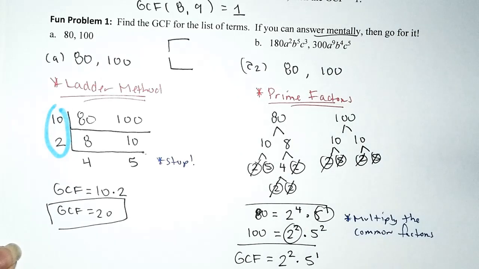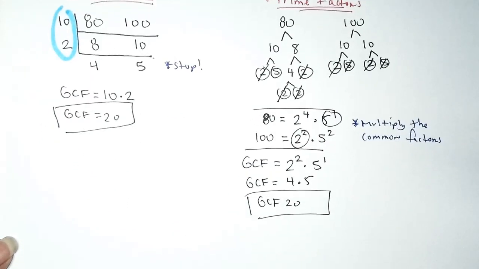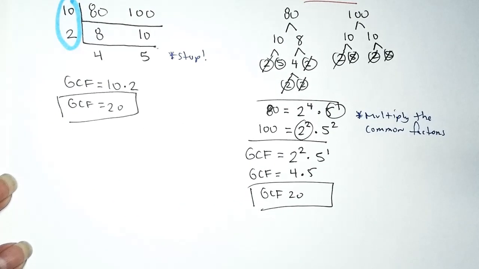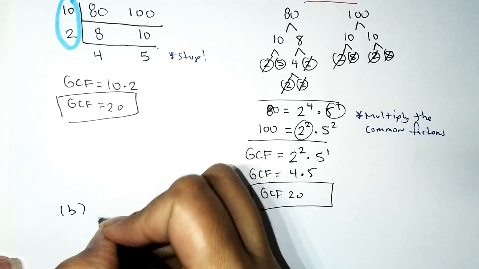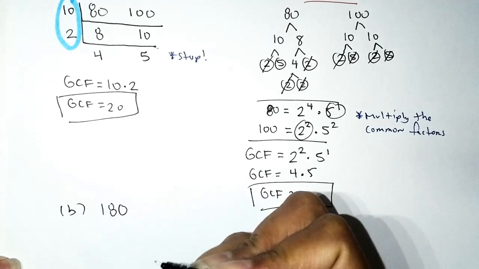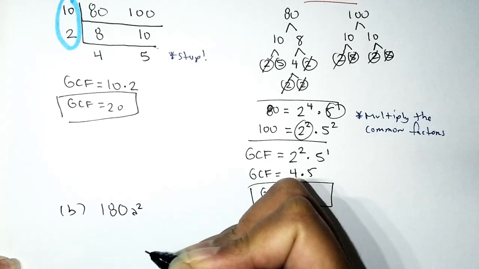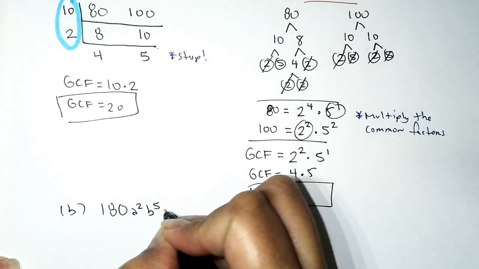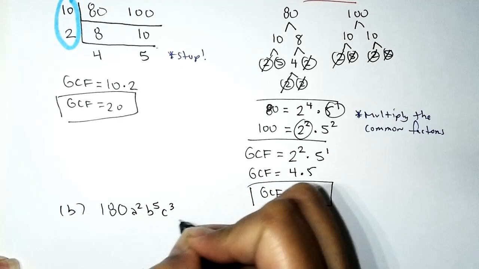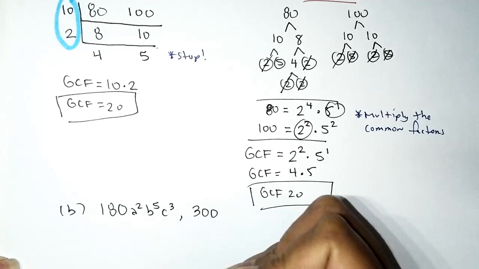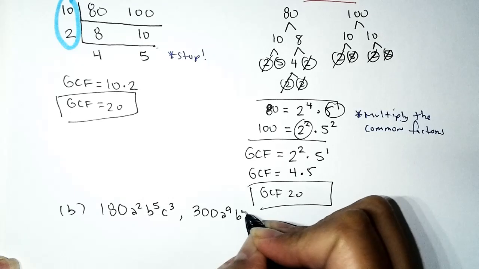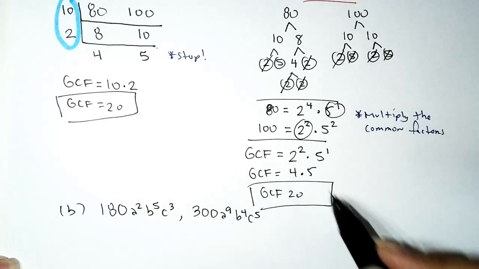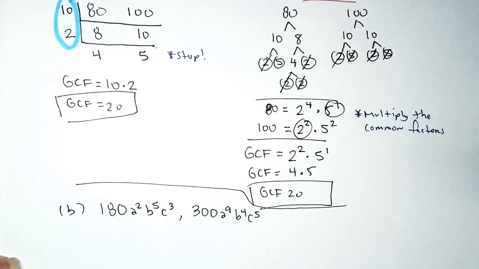Okay. So we're going to do 2 problems for round 1. We did the first one. Let's go ahead and do the second one. Do I have space? Let's just pretend we do. So problem B, the terms that we're going to consider: we have 180 times a squared times b to the 5th times c cubed, and the second term is 300 times a to the 9th times b to the 4th times c to the 5th.